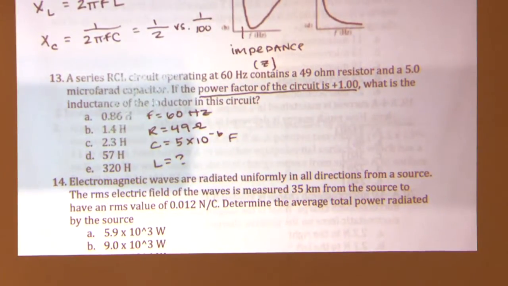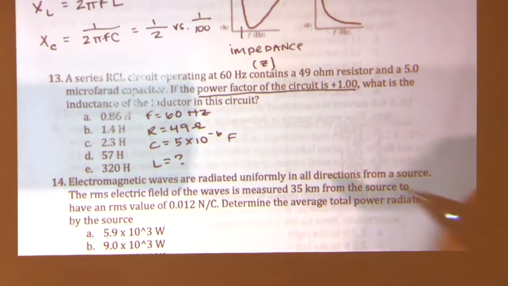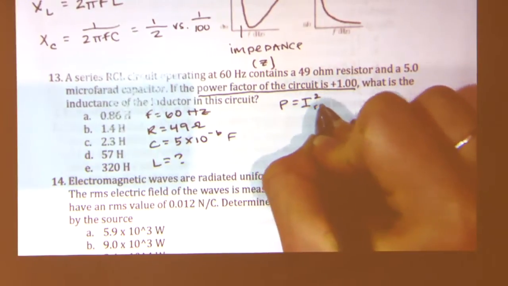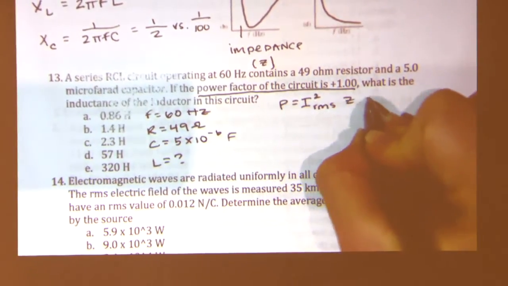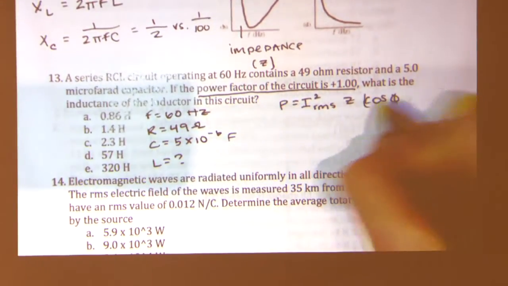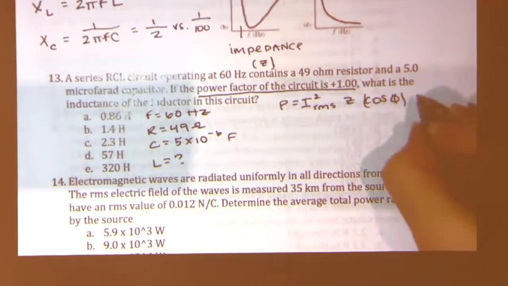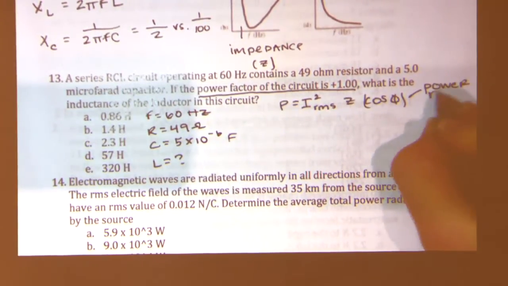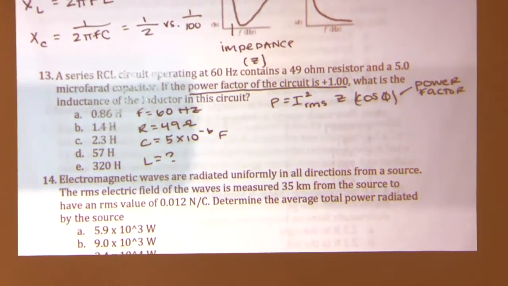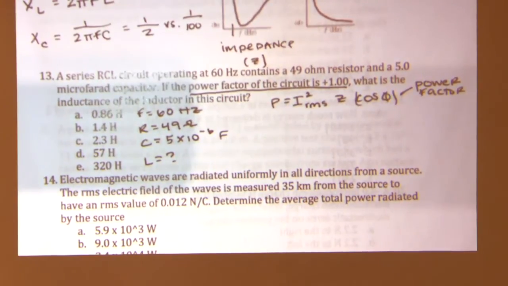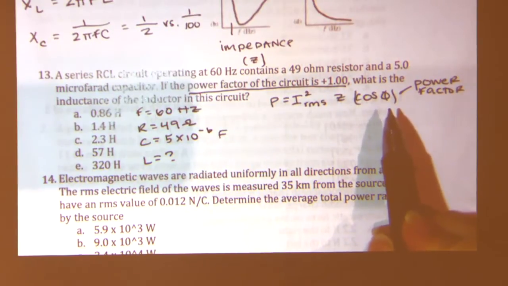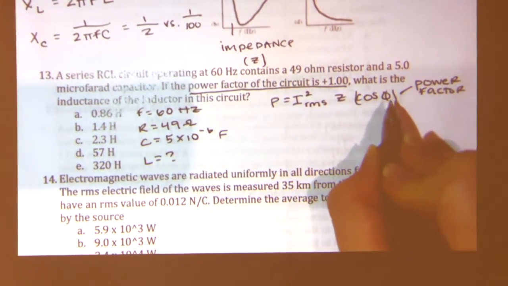First thing is we need to know what the power factor is. It's in the equation for power. P is equal to I squared RMS Z cosine phi, and this cosine of an angle is your power factor. So basically, we need the power factor of the circuit to equal 1. We know cosine of 0 is 1, so we need phi to equal 0.